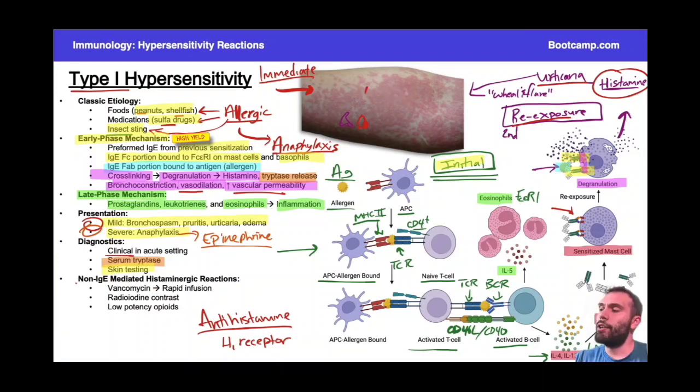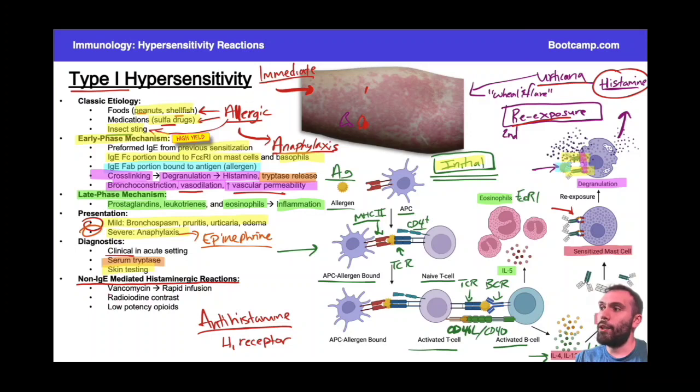Now, the last thing on here, I just want you to remember, because this has been coming up more and more in questions, are these non-IgE mediated histaminergic reactions. So it's just like it says. It means in some way, we're stimulating mast cells and basophils to release histamine, but we're not doing it through IgE. That's the important point. So is it truly a type 1 hypersensitivity? The answer is no, but you should be familiar with these. You just should know that they're not using IgE to cause this type of reaction, because again, everything is really based on mechanisms for step 1.